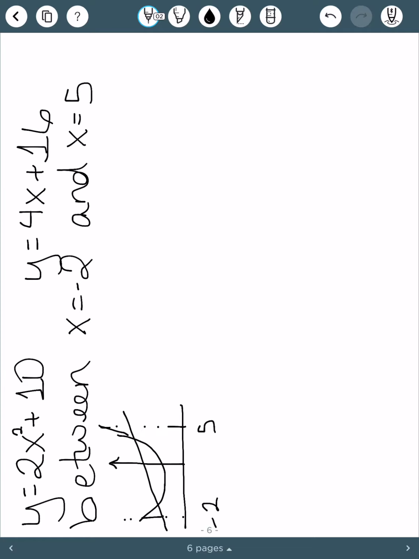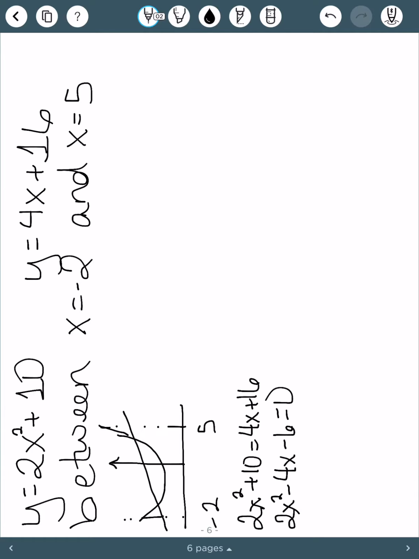So we have to really think about this. First, we actually do need to know these intersection points. So we'll set these equal and then try to solve. Getting everything to one side gives me 2x squared minus 4x minus 6. And then once we factor, we have 2 times x minus 3, x plus 1. So our actual intersection points are 3 and negative 1.